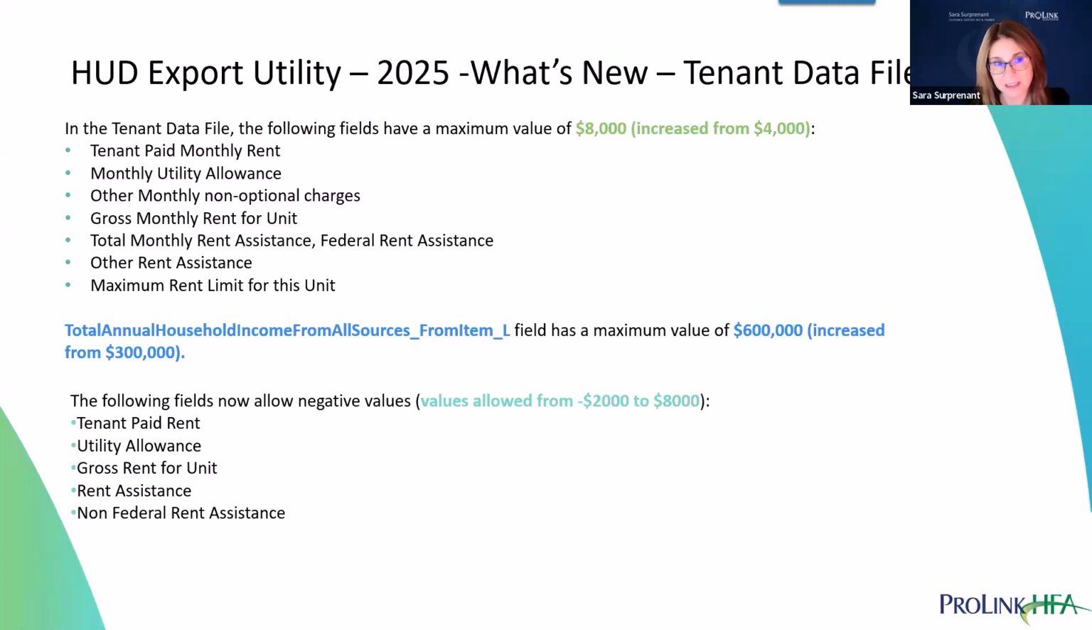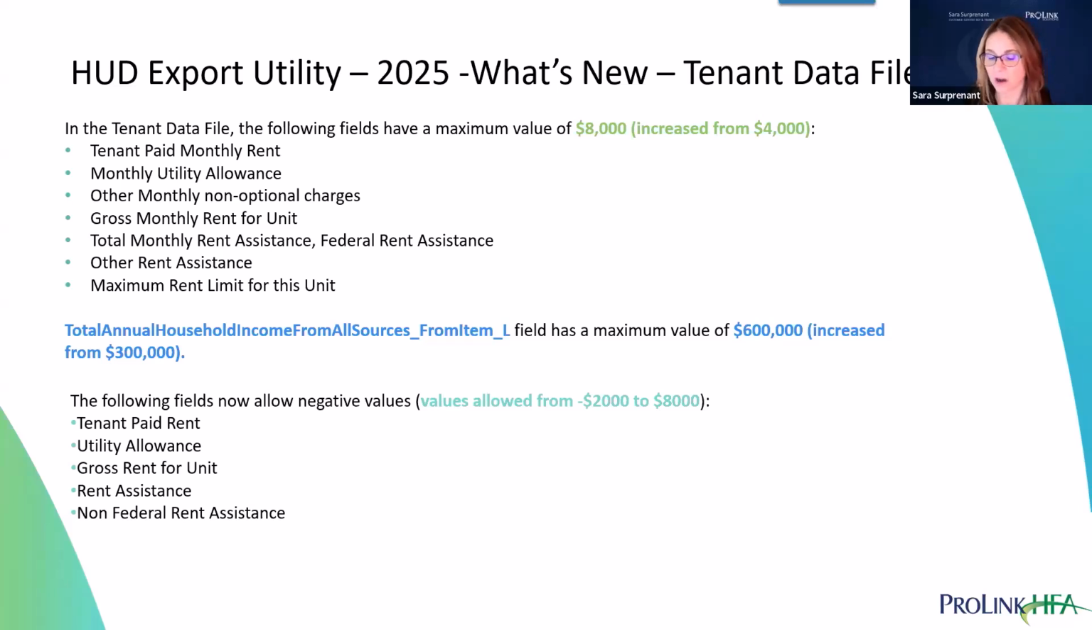We've also had some increases in maximum values for a lot of data on the tenant events that show up in the tenant data file. Used to be the max was 4,000. Now it's increased to 8,000, which I don't know what you would charge somebody 8,000 a month for a unit, but whatever. I'm not sure why these changes were made. I haven't been able to track that down, but those will be increases.